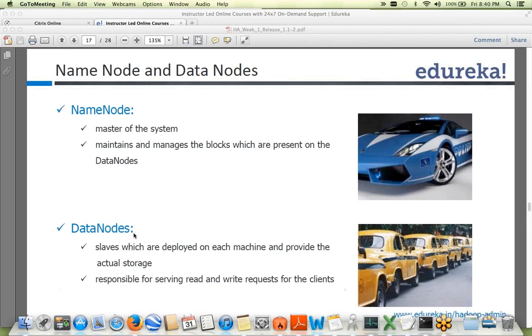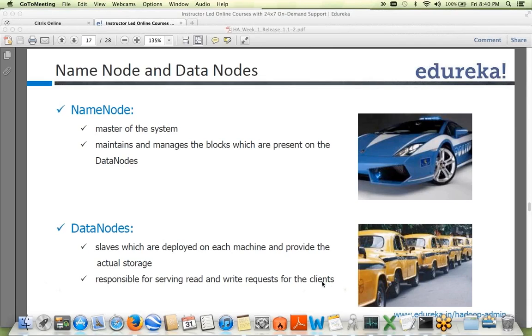That's why, as we discussed, data nodes usually have 5 to 7 drives of certain terabytes each, ranging from 2 to 4 terabytes. In most systems you will see data nodes having 6 to 8 different drives, each ranging from 2 terabytes to 4 terabytes, and they are responsible for serving read and write requests for the clients.